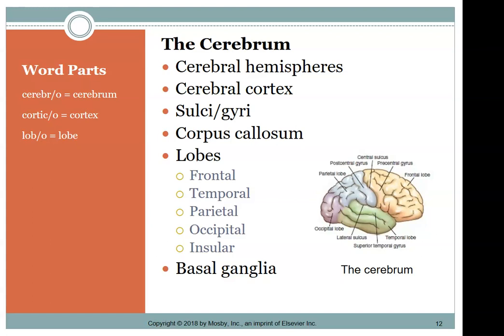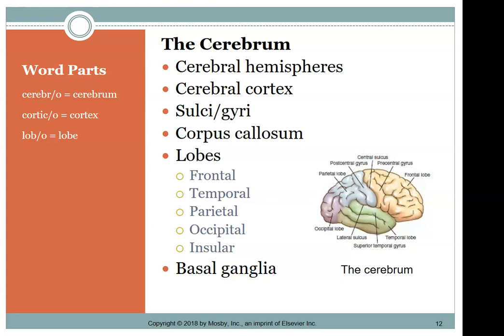There are 5 lobes of the cerebrum that have varying functions. The frontal lobe is speech and voluntary movement on the contralateral side of the body. The temporal lobe is auditory and olfactory functions. Parietal lobe is sensations of touch and taste. And the occipital lobe is vision.